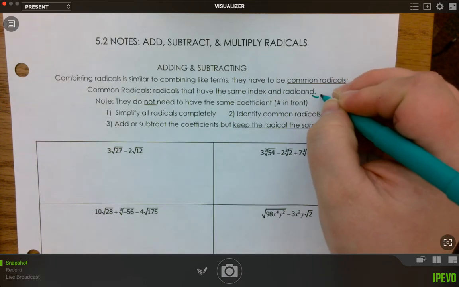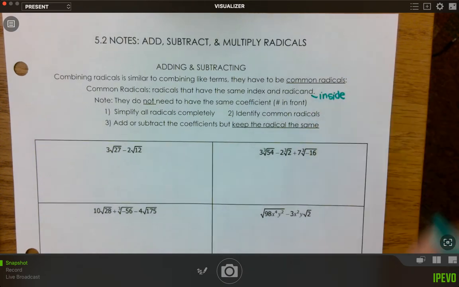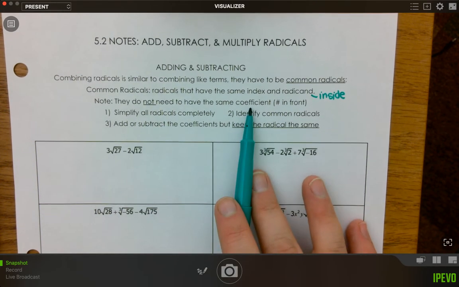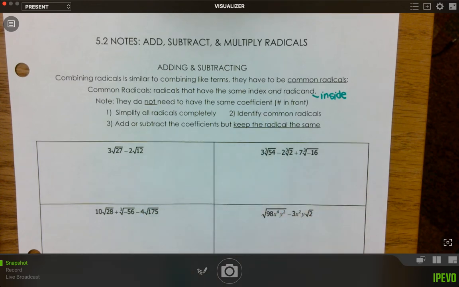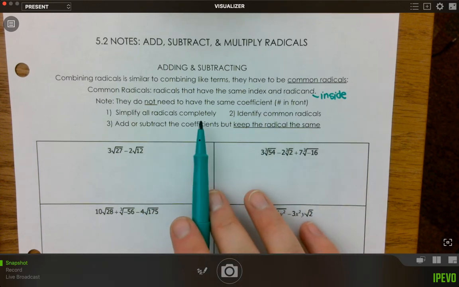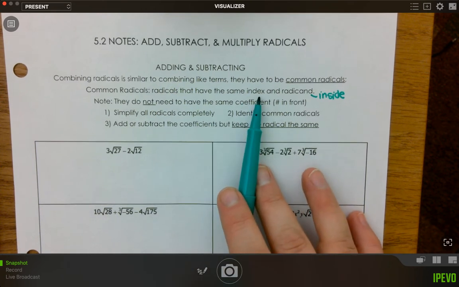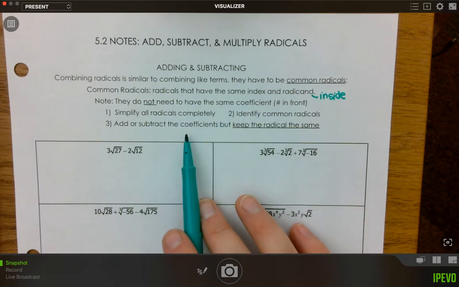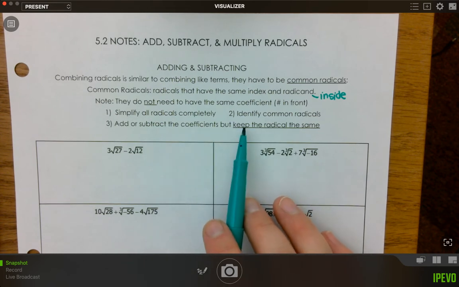Just a reminder that this is just a fancy way of saying that the inside part has to be the same. They do not need to have the same coefficient or number in front. Everything else pretty much has to be the same. And what we're going to do is simplify first so that we can actually tell whether or not they have the same index and radicand. Then we're going to identify common radicals and add or subtract the coefficients. But we won't be changing the radical at this point.